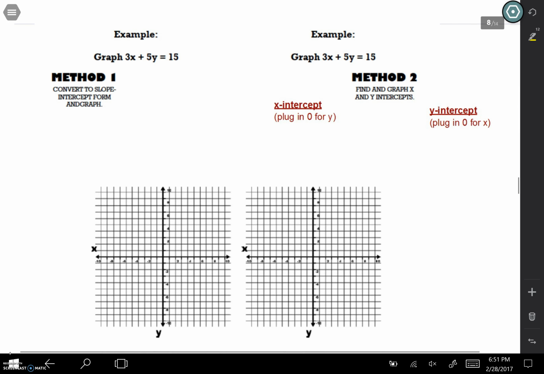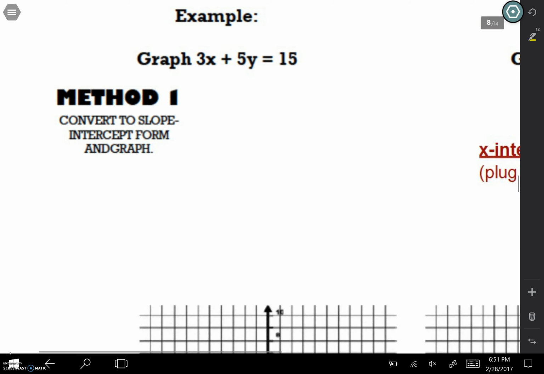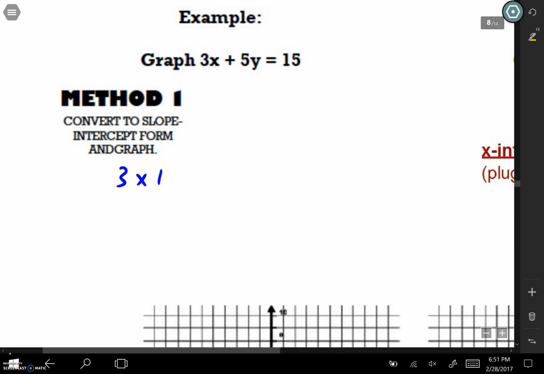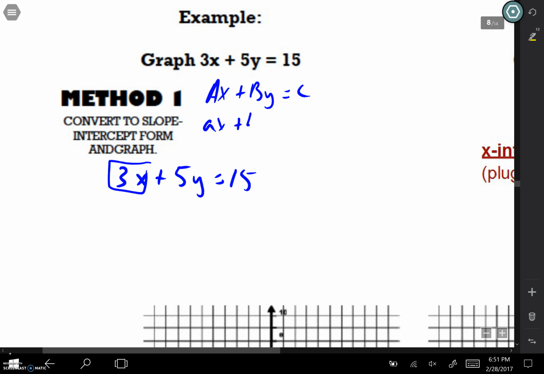So here we go. Example 1, this is an example that we did yesterday. I'm going to focus on method 1. So method 1, here is my standard form: 3x plus 5y is equal to 15. The first thing I need to do, here is my ax, right? Because standard form is ax plus by is equal to c.